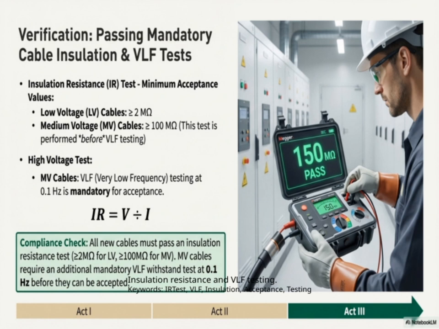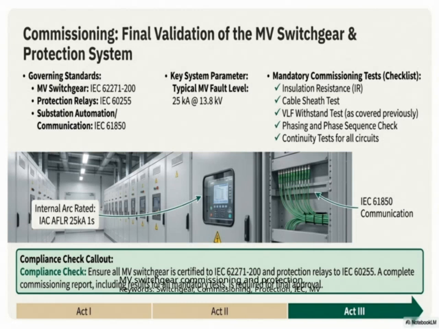Now, let's move on to slide 13, which focuses on MV switchgear commissioning and protection. When we talk about switchgear, we're referring to the crucial equipment that controls, protects, and isolates electrical circuits at medium voltage levels. Proper commissioning is essential to ensure that this equipment operates reliably and safely throughout its lifespan. It involves a series of tests and checks to verify that the switchgear functions as intended, including insulation tests, operational tests, and protection relay calibrations.